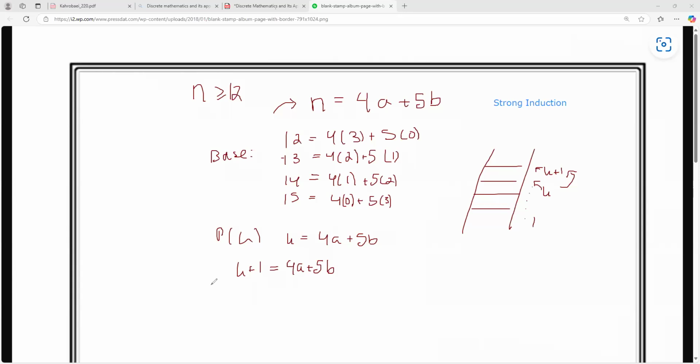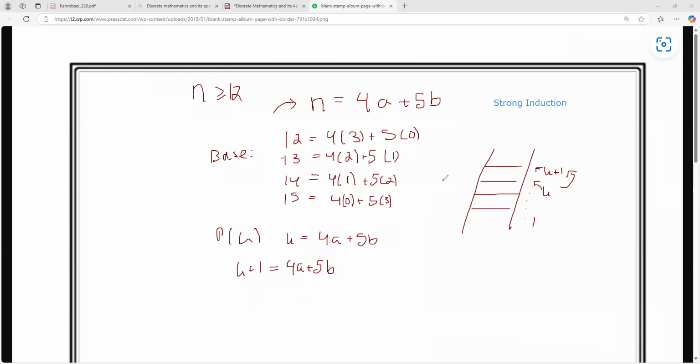I can't prove this with just k. K is equal to 4a plus 5b. All right, so 5, by the way, sorry. You can't go from k to k plus 1. It's not like you're unable to do that.